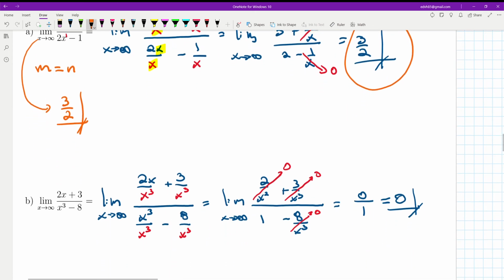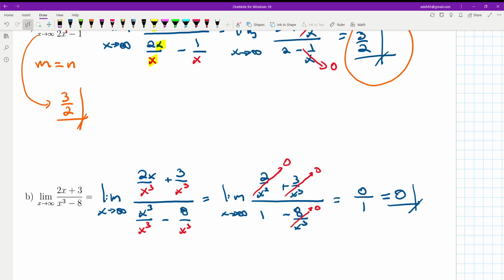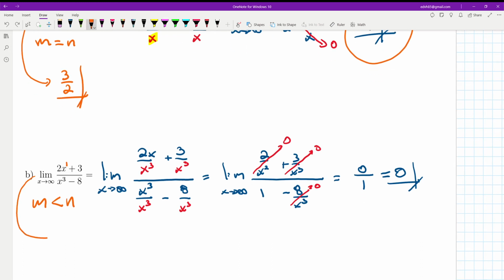So for letter B, we have the degree of the denominator to be greater than the degree of the numerator, all right? Because in this case, this is 1 and this is 3. Okay, it's larger. For this reason, the result is 0, which is consistent with this. Wait, well, why is that just a 0?